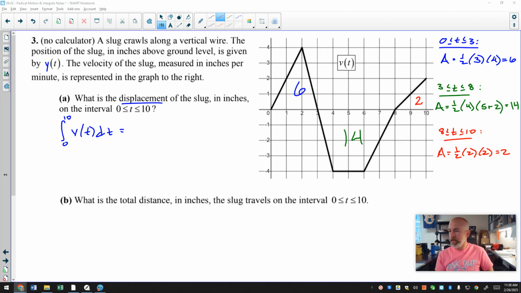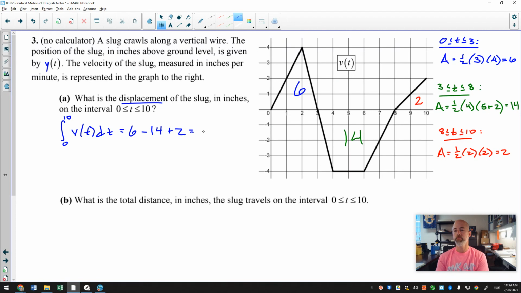Okay, so here are my areas, and you can see my arithmetic over here. I used a trapezoid for the interval from 3 to 8, the height of the trapezoid being 4, and the bases are 5 and 2. So we have areas of 6, 14, and 2. But we have to remember that for this problem, for displacement, if I'm below the x-axis, we actually need to subtract that area of 14. So we have 6, and then we went down 14 units, and then we went up 2 units, which gives me a final answer of -6.